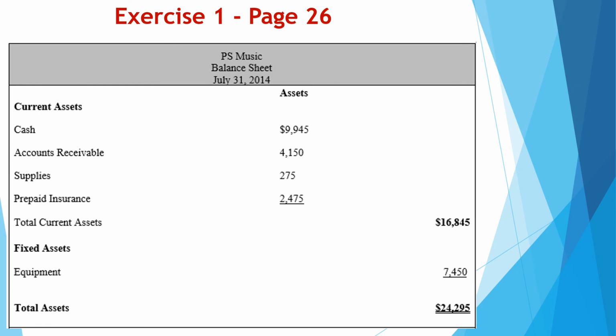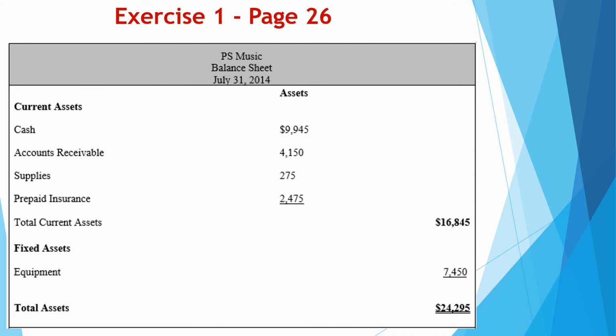Now let's prepare the balance sheet of PS Music Company. Regarding the title, we have first the name of the company, PS Music, balance sheet, and then the fixed date. We are preparing the balance sheet on July 31, 2014. As you know, the balance sheet is divided into sections. The first section is the assets, and the second section is the liabilities and stockholders' equity. We start with the first section of the balance sheet, which is assets.